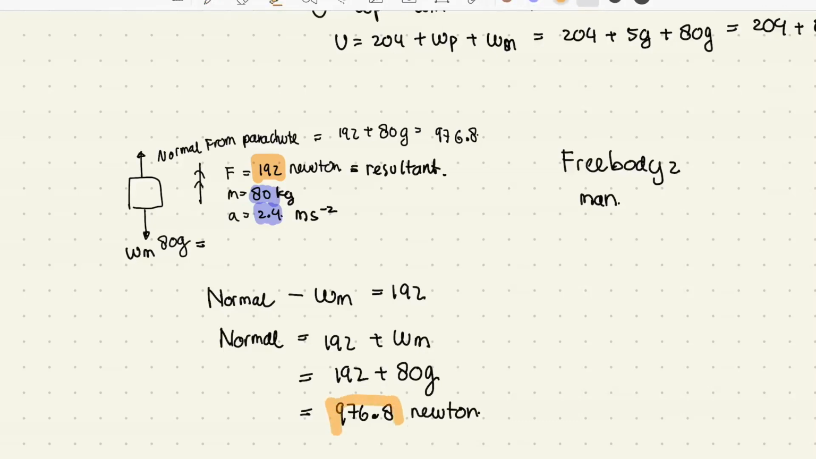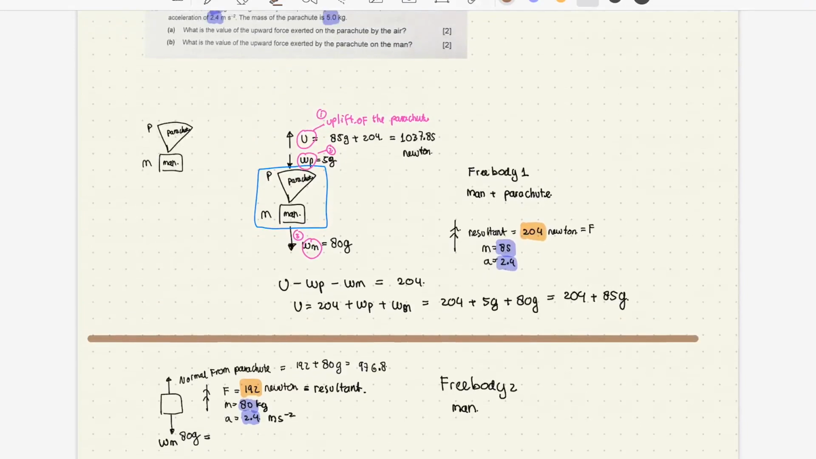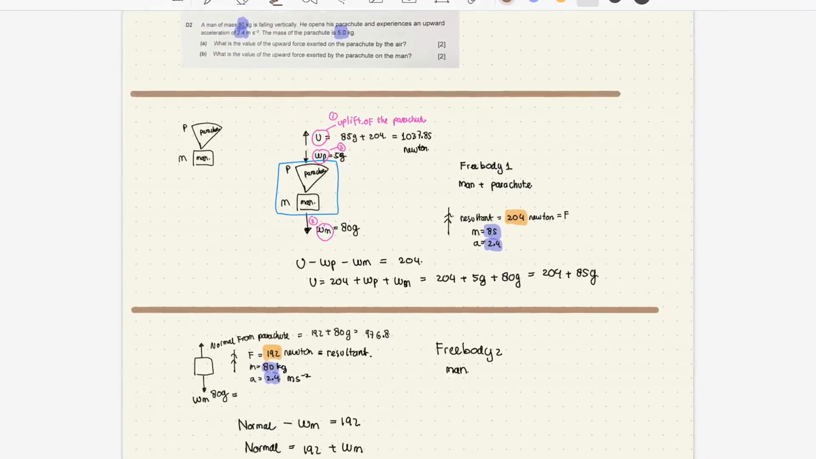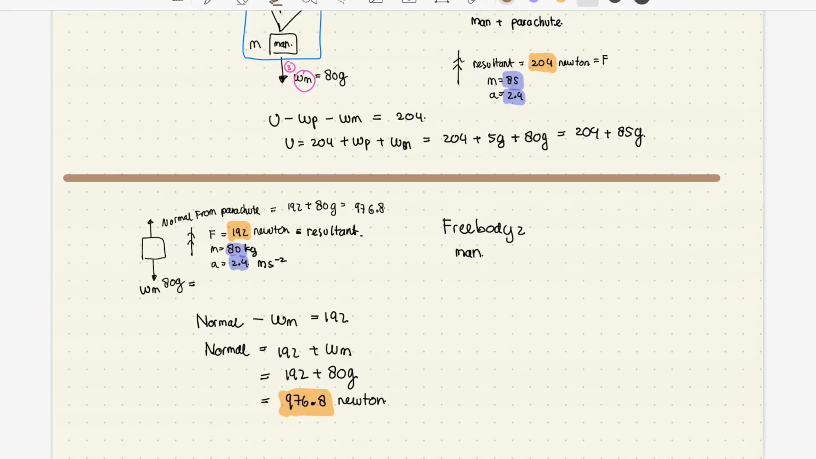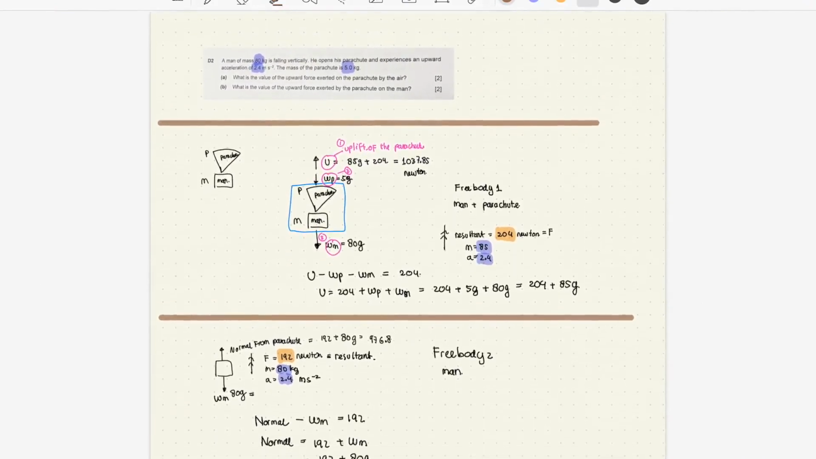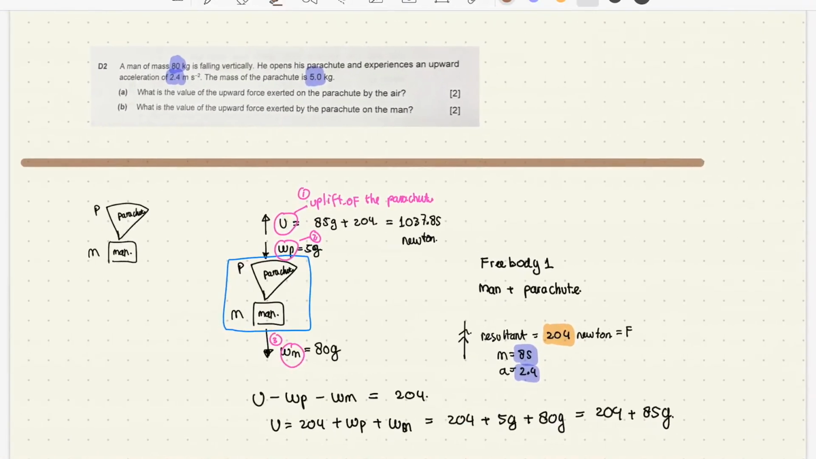That's the answer, right? So we have these two. That's the trick, right? To solve this problem, you need to split up into two free bodies. Free body number 1 is man plus parachute. Free body number 2 is man only without the parachute. Okay, that's for question D2. Quite simple.